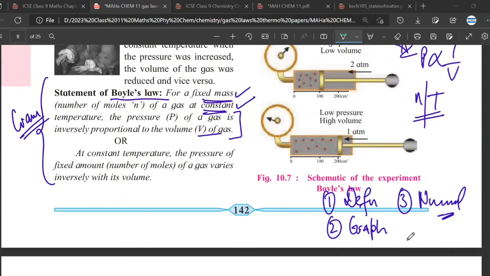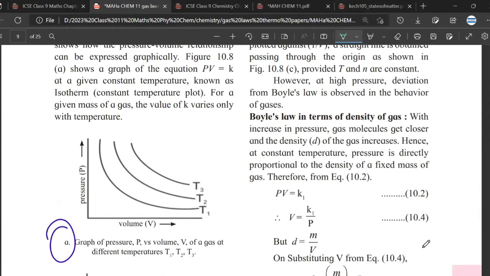So, we have understood the definition of Boyle's law. We have understood how to do numericals of Boyle's law. Now, let us try to understand this part of Boyle's law, the graphs. See, this is the first graph that we should be very clear.